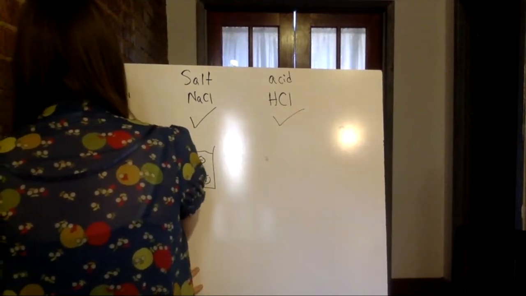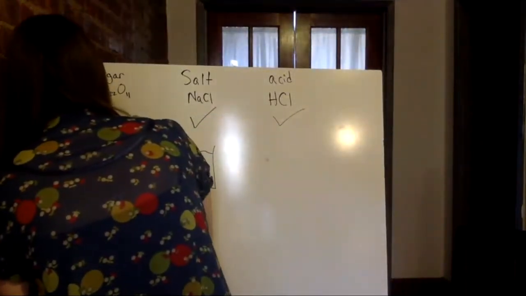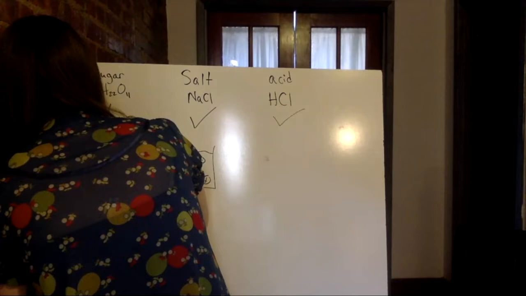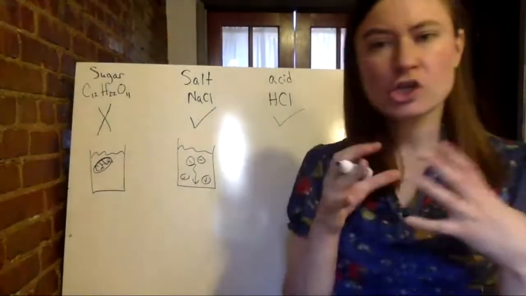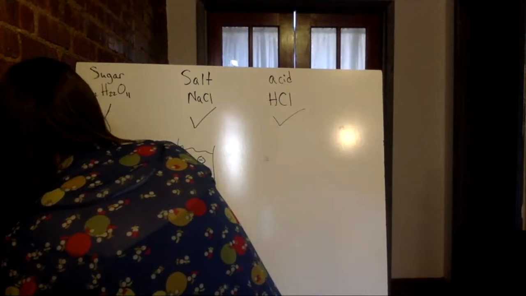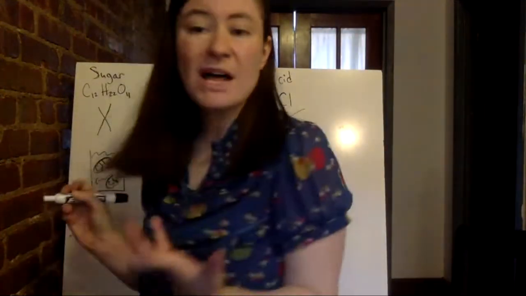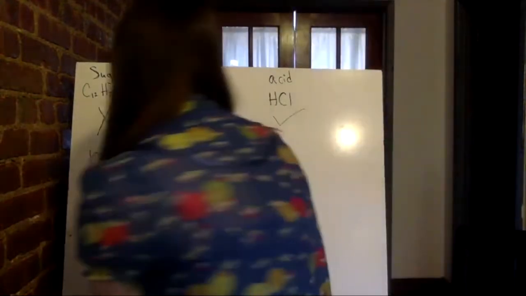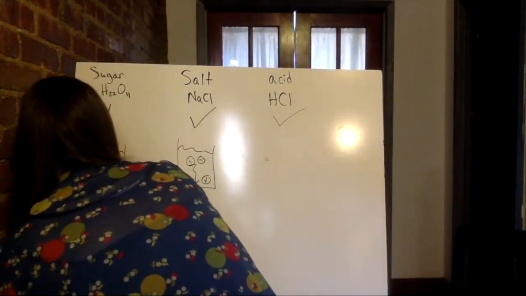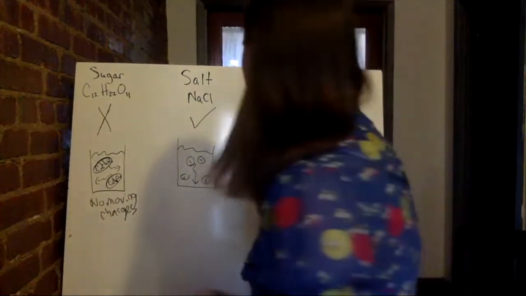Something like sugar, when you dissolve sugar into water, the sugar stays as one big molecule because it is a molecular compound rather than ionic. So the C12H22O11 just all stays bonded together. And so what you end up with is a whole bunch of neutral molecules. The molecules can move freely, but they're neutral, so there are no moving charges, right? And so sugar does not conduct electricity because it has no moving charges.